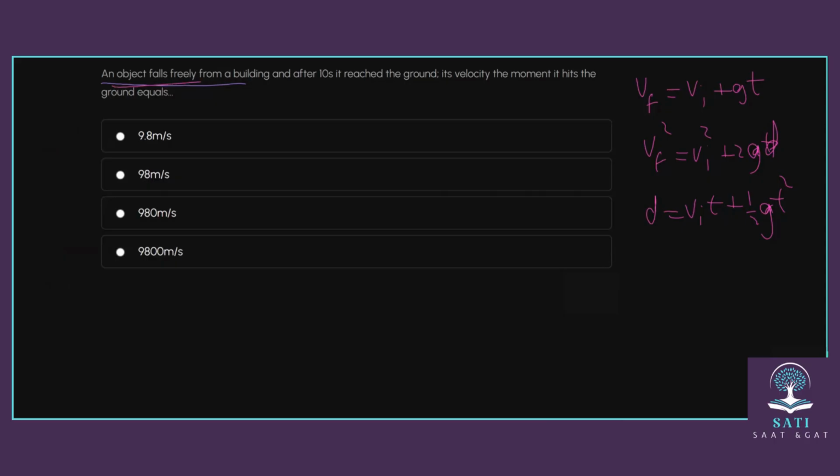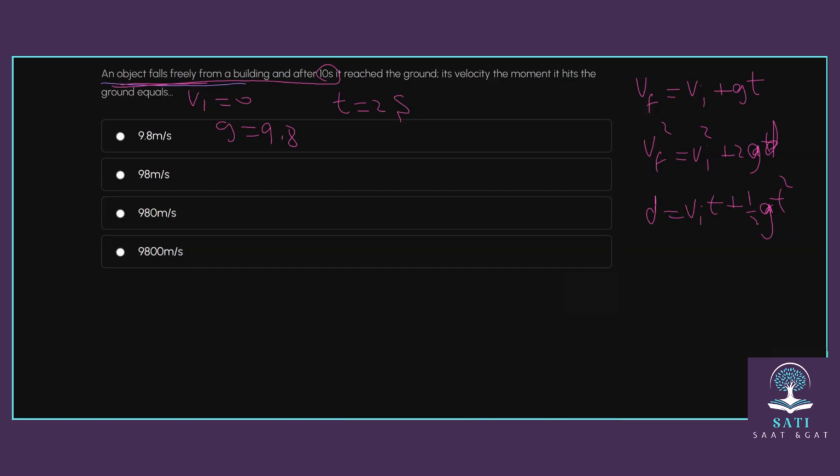An object falls freely from a building and after 10 seconds. So anyway, an object falls, so that means initial velocity is 0. And you write gravity equals what? 9.8. If it is not written, it can be 9.8, it can be rounded to 10. So you have gravity, and you have the initial velocity, and you have the time. So you have now 3 quantities given.